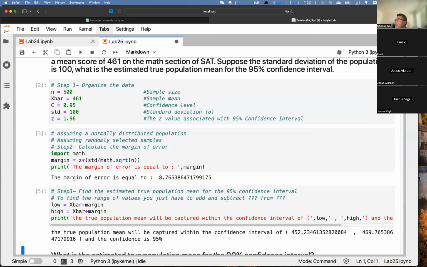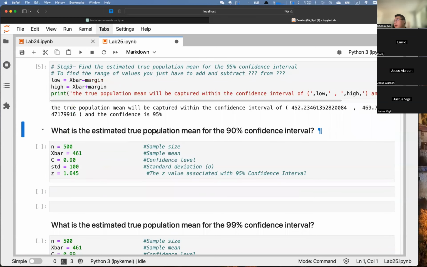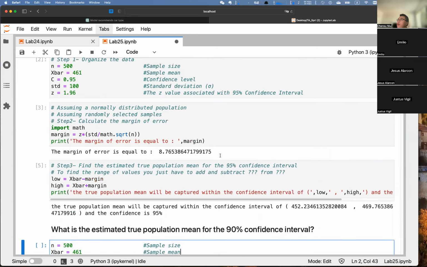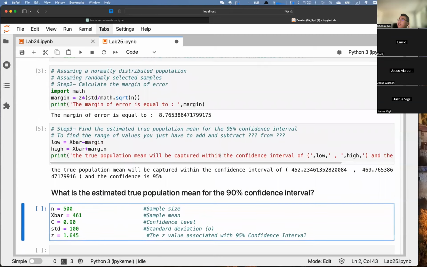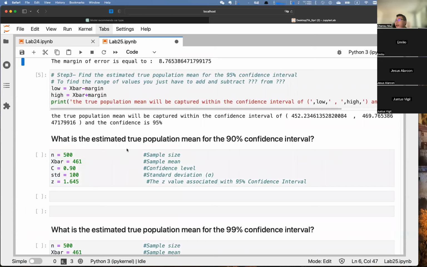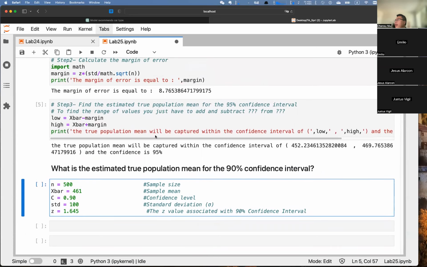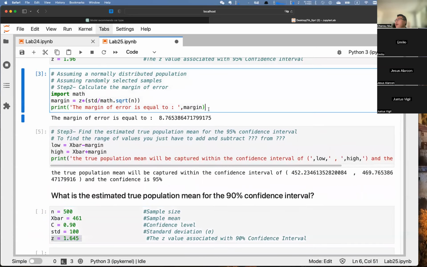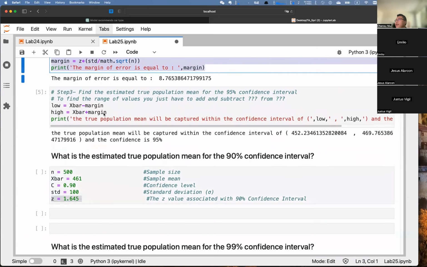Next, what is the population mean for a 90% interval? Actually, it's very, very similar. We need to organize the data again. The sample size, the number of students, is 500, X bar is the same, but the confidence level is different. Here C is 0.90, the standard deviation is 100, and the Z value, for a 90% confidence level, is smaller.